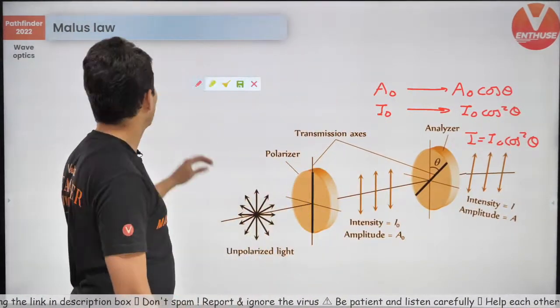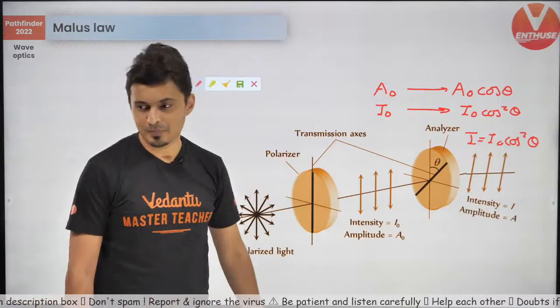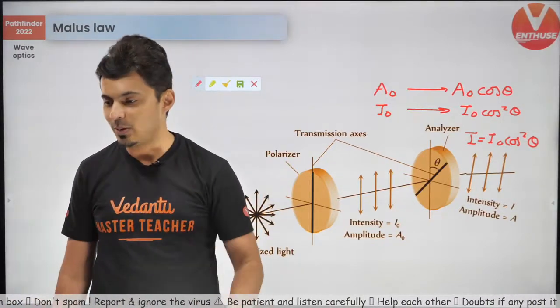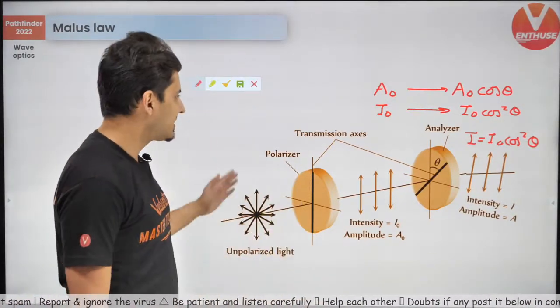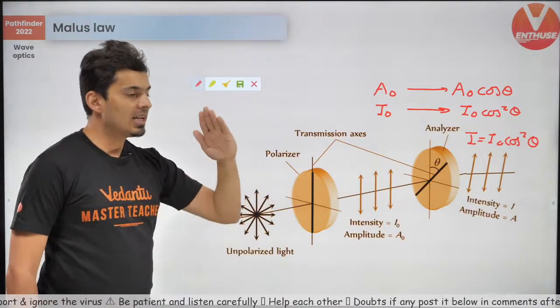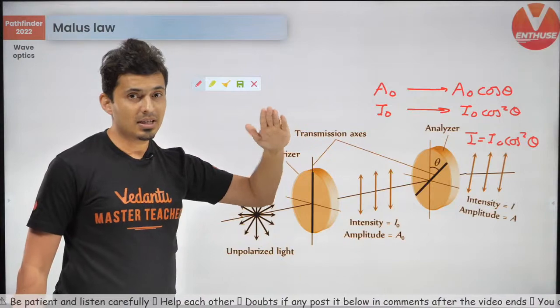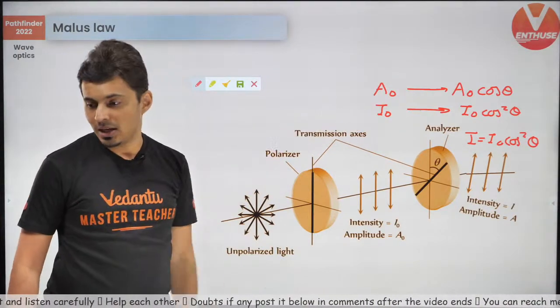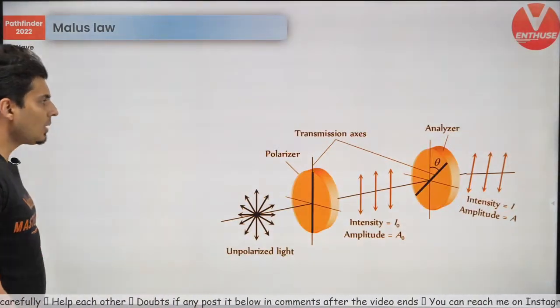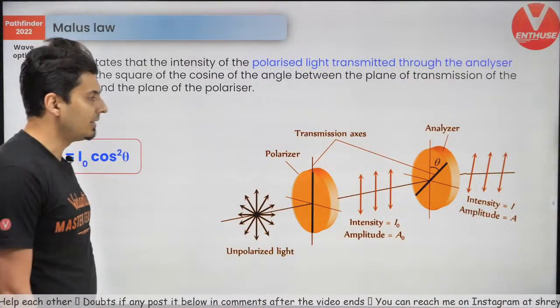Very important rule. This is called Malus's law. Very interesting law. It just tells you, if the plane of oscillation makes some angle with the transmission axis, how much intensity will go on to the other side. That's it. Very, very important: I naught cos square theta.